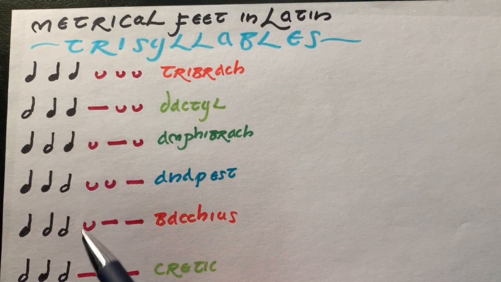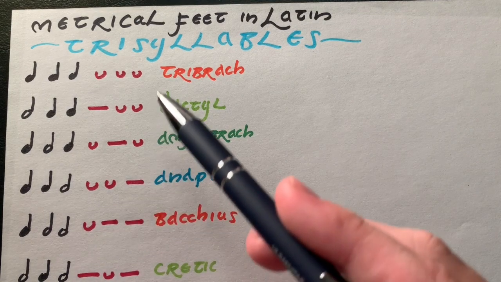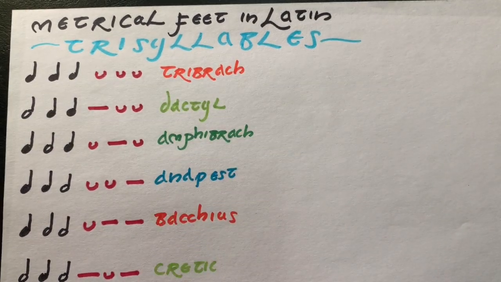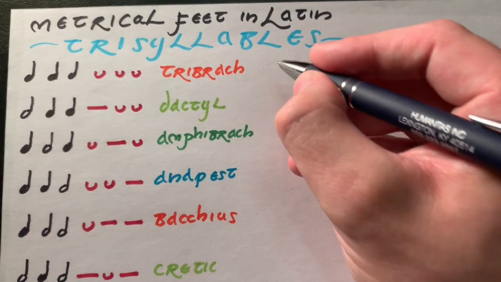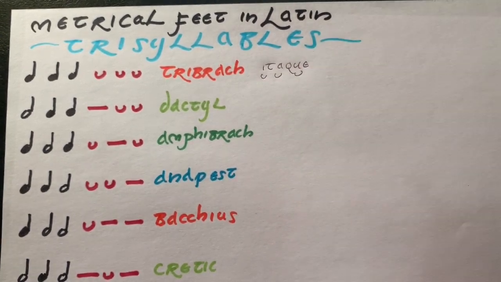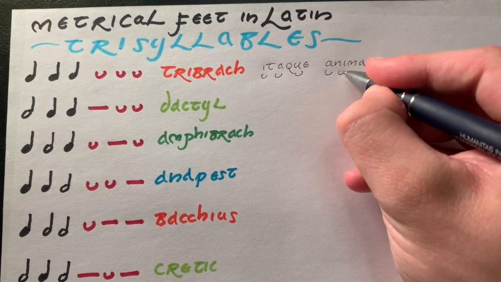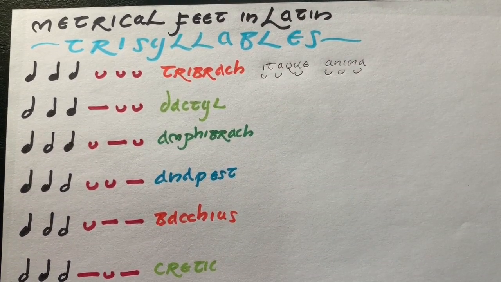Here on the left you'll see musical notation, which is a representation with quarter and half notes of this symbology of syllable length, which is here in red. Bum bum bum, that's a tribrach. What are some words in Latin that are tribrachs? Itaque. Each syllable has a short vowel, and it ends in that very same short vowel. Itaque. Bum bum bum. Anima. Short, short, short.